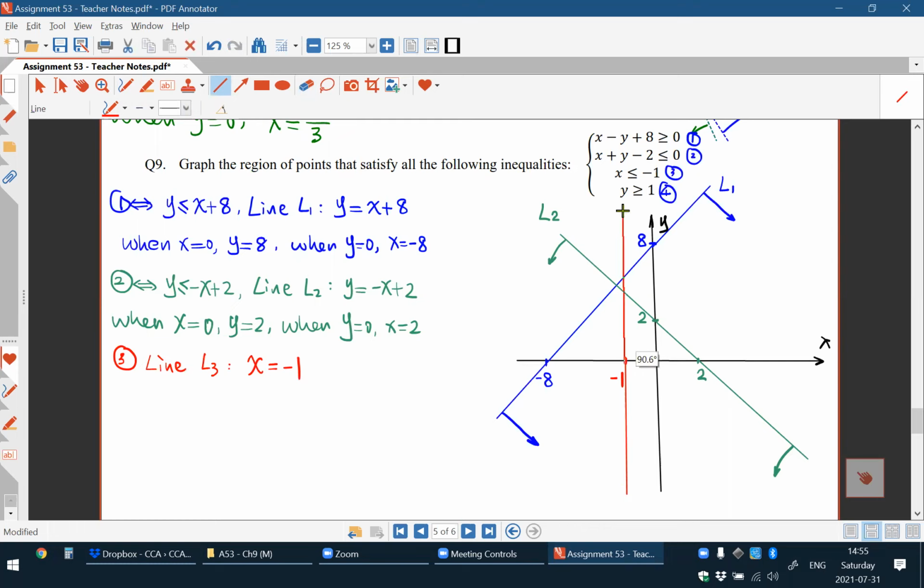Okay, so this is our third line. Let's call it L3. And the inequality says x is less than or equal to minus one, which of course is the region to the left-hand side, right? To the left-hand side of L3.